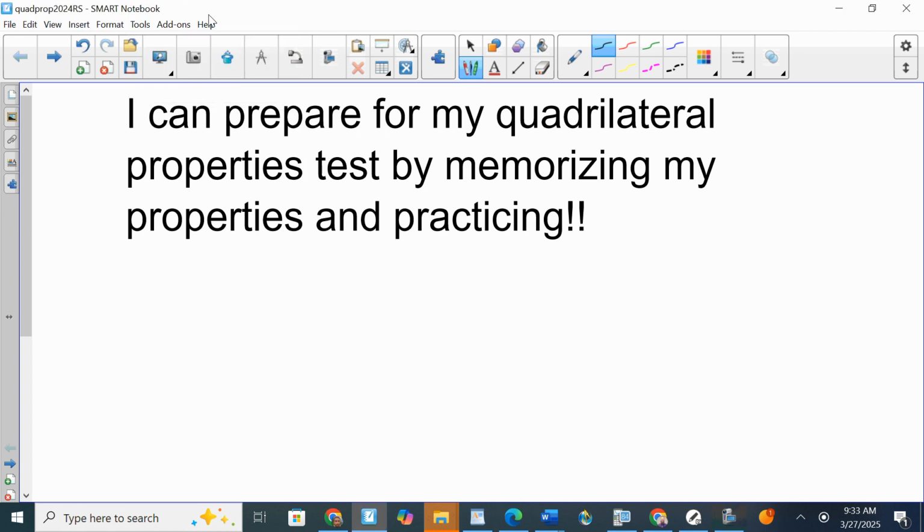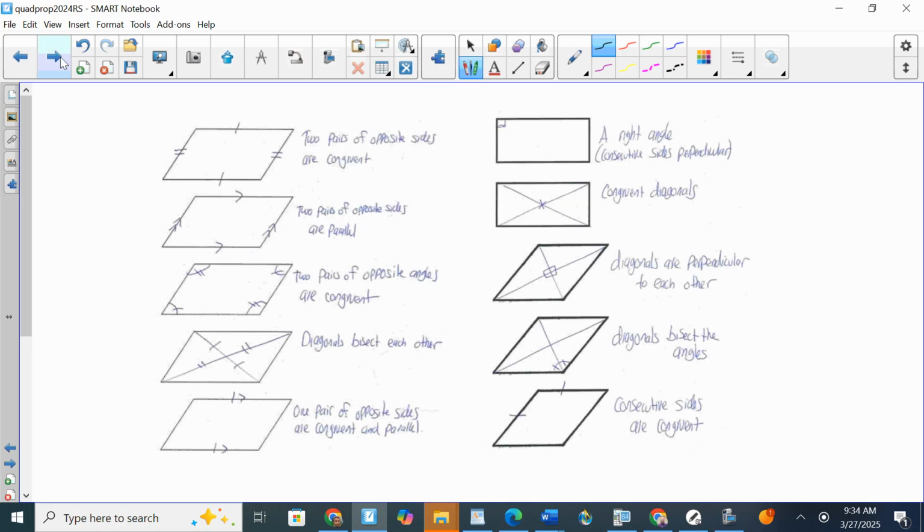Hello everybody. I can prepare for my quadrilateral properties tests by memorizing my properties and practicing. If you don't know your properties, this is not going to be a good test. That's just the reality. So you can know your properties or not.